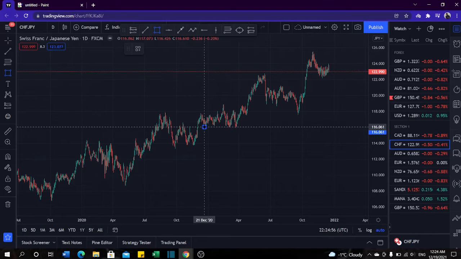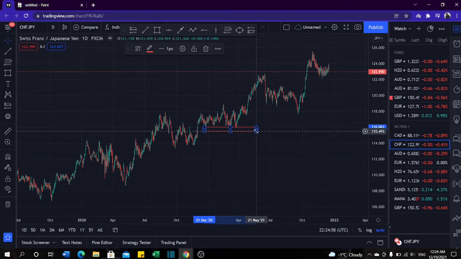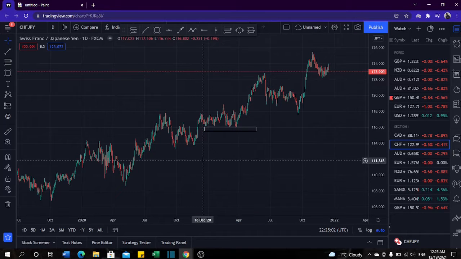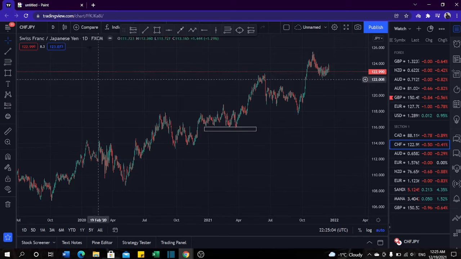Let me draw my box right here. I'm going to color it white. I don't know, I just like the color white. So let's use this example right here. So this is the daily time frame.